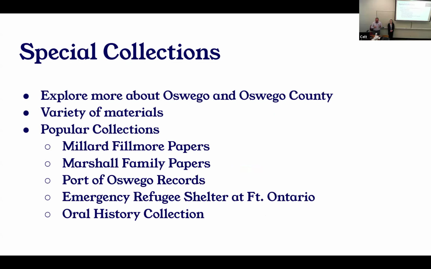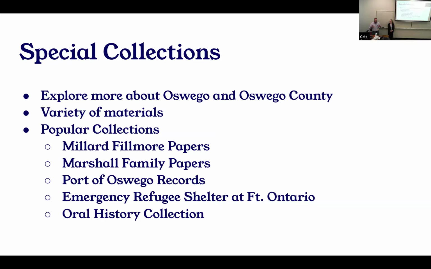With special collections, we try to see it through the lens of exploring more about Oswego and Oswego County, which sometimes can get into historical, but also have students learn a little more about their surroundings, where they are, and learn through these primary sources. Again, a variety of materials: a lot of paper-based materials, but also photographs, maps, and some recordings. Popular special collections include the Millard Fillmore papers, 13th President of the United States. It's a very large collection, about 40,000 pages of letters, correspondence and other materials collected by Fillmore throughout his life.